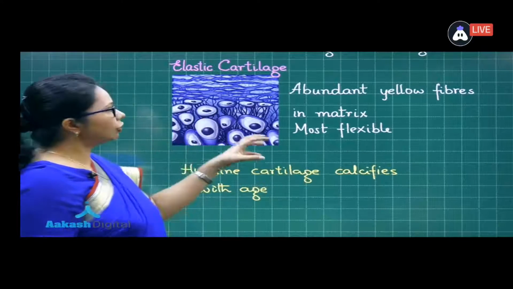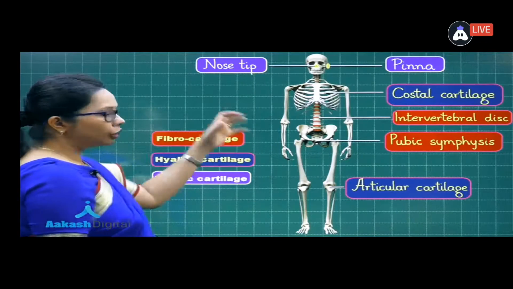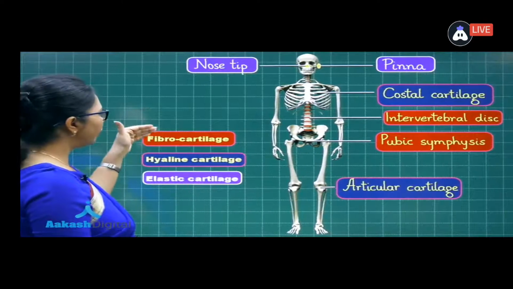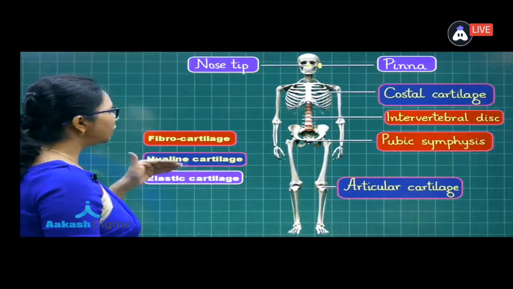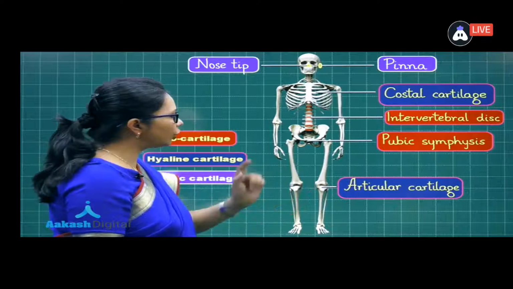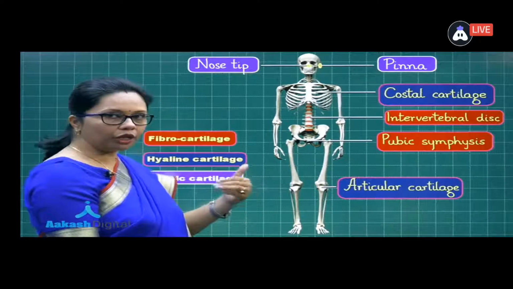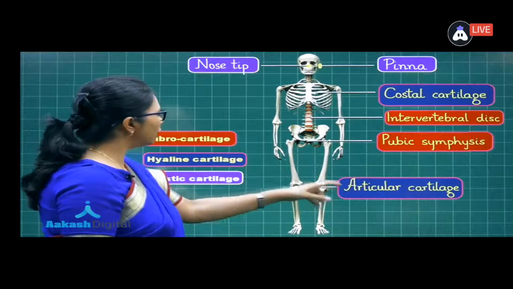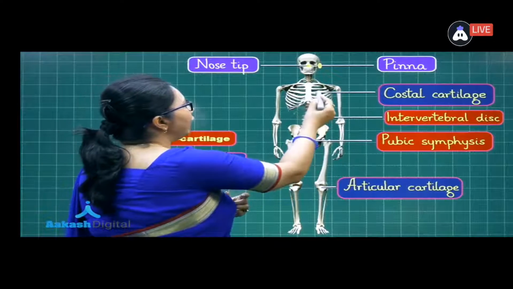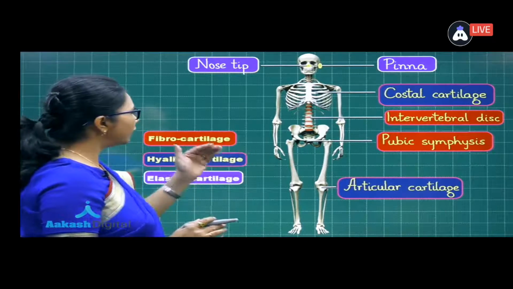Now let us see the location of these three different cartilages in our body, where they are found. Here we have the human skeleton, and this is the key, the three types of cartilage we have mentioned: fibrocartilage, hyaline cartilage and elastic cartilage. At the end of each bone, where one bone is articulating with another bone, there is a cartilage that can be called articular cartilage, because it is helping in articulation. This articular cartilage is hyaline cartilage. And the costal cartilage, the cartilage at the end of the rib which joins with the sternum, is also hyaline.